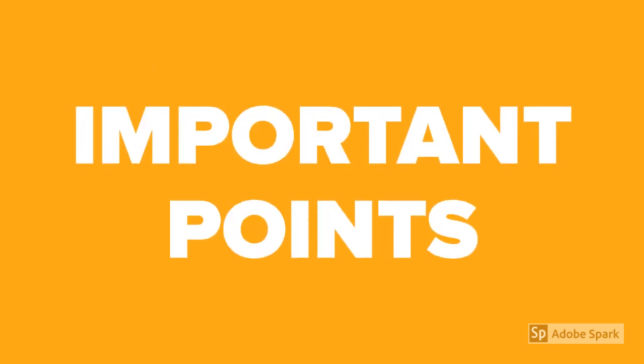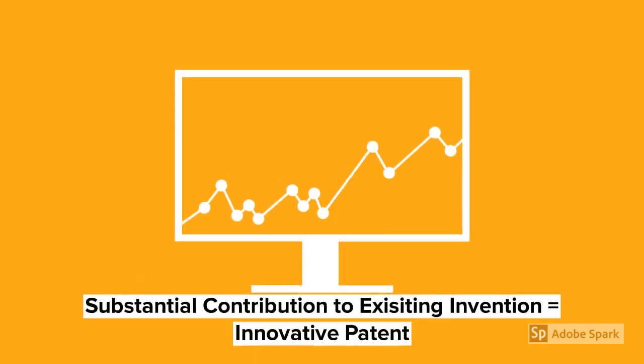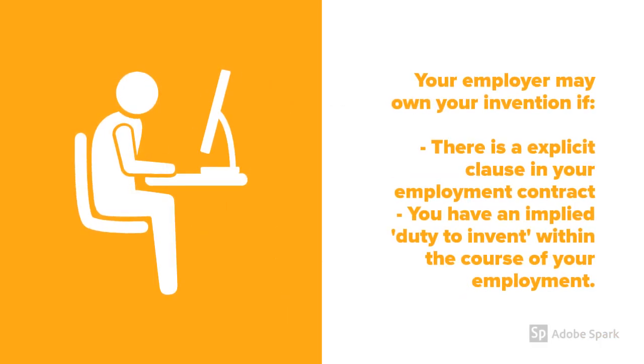In summary, Australian patent legislation sets out two forms of patents that can be applied for: a standard patent for an entirely new invention, or an innovative patent for building upon an already existing invention by way of substantial contribution. Section 15 of the Commonwealth Patents Act sets out those that are entitled to be granted a patent. If you create an invention with another person or persons, you may also apply for a patent as joint owners. And remember, if you create an invention in the course of your employment, your employer may be entitled to ownership of the invention, either explicitly or implicitly.